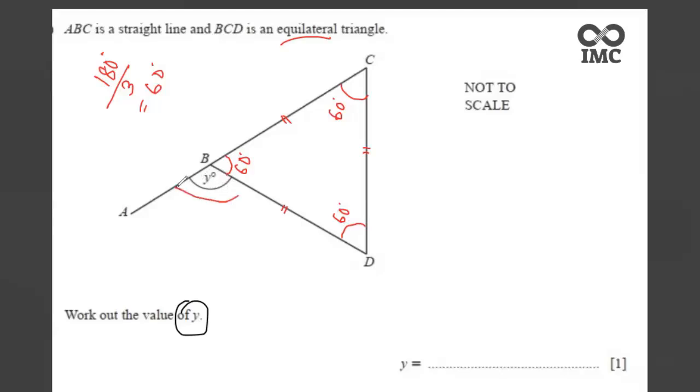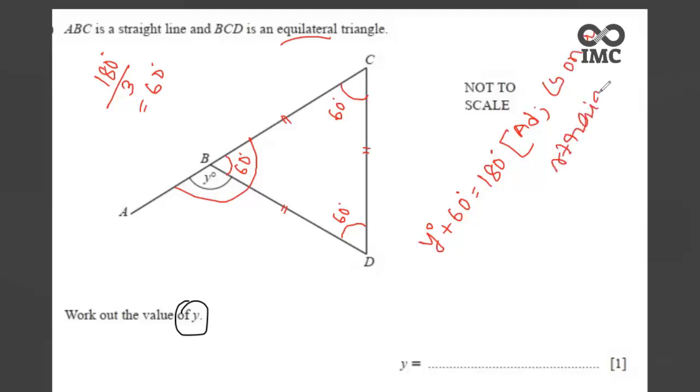Now the question asks to find out the value of y. So we can say y and 60 degrees will make a straight angle. So y degrees plus 60 degrees will make 180 degrees. And here we will give a side note, that is adjacent angles on a straight line.